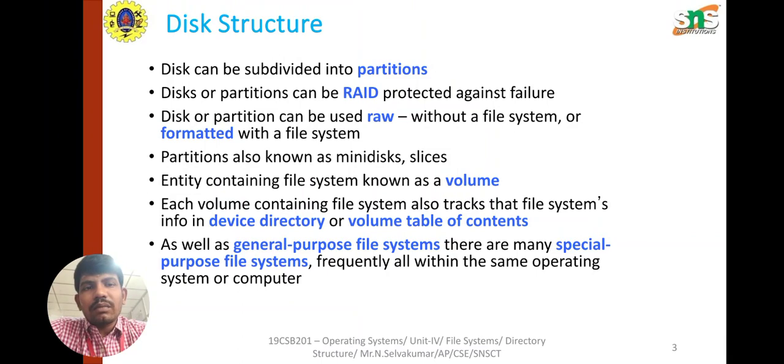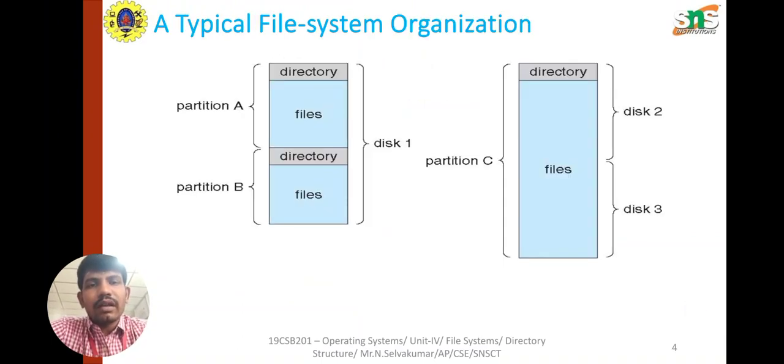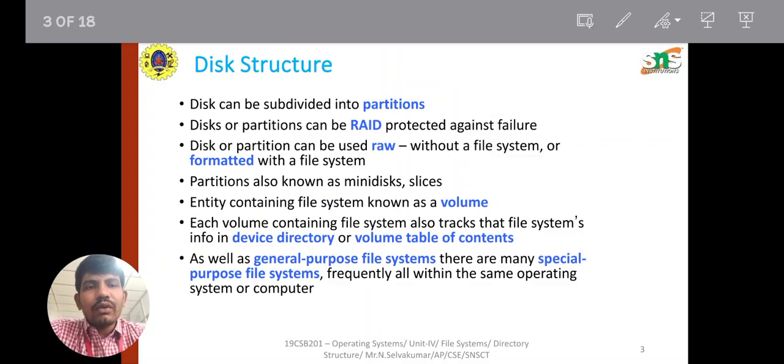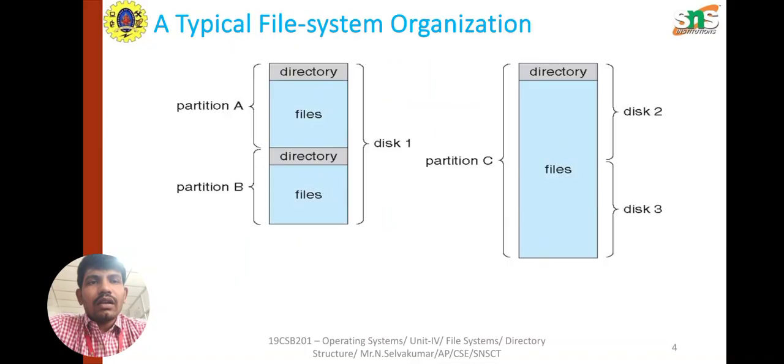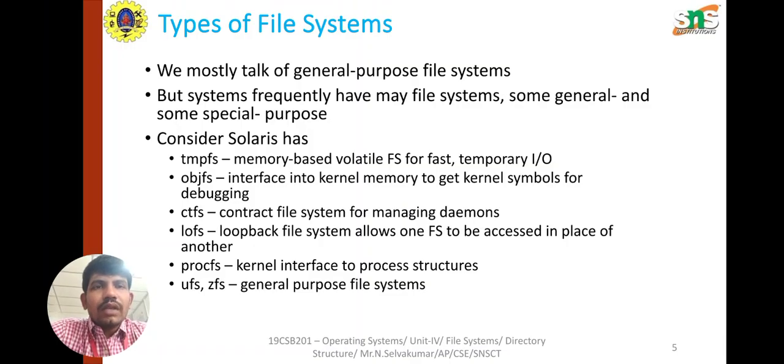As well as the general purpose file system, there are many special purpose file systems available in the market, frequently all within the same operating system or computer. In a typical file system organization, we have partition A, partition B, and partition C on the disk. So, types of file systems.